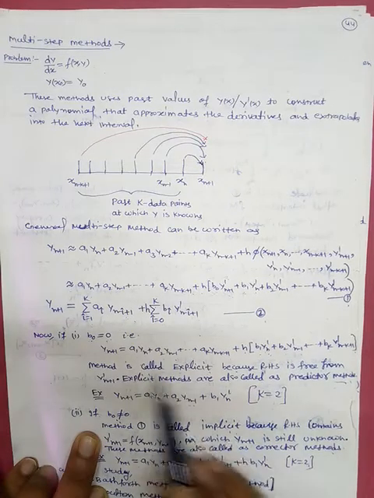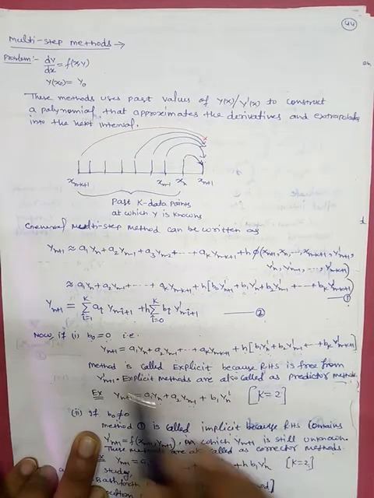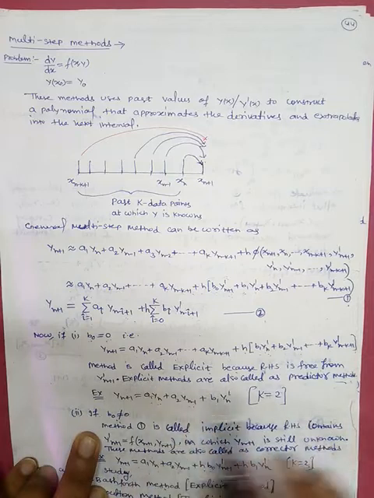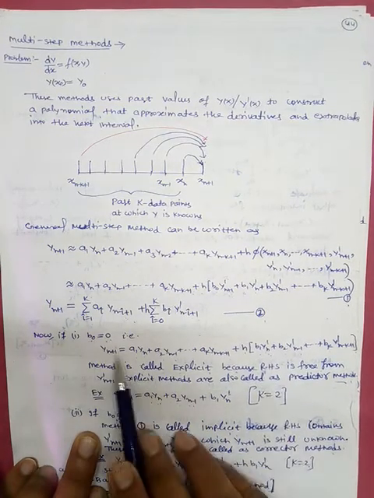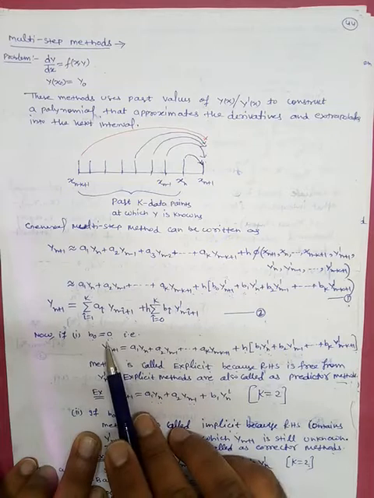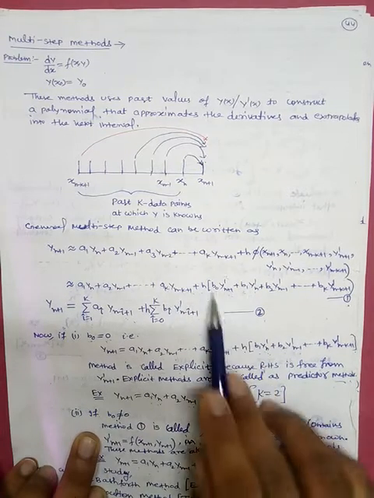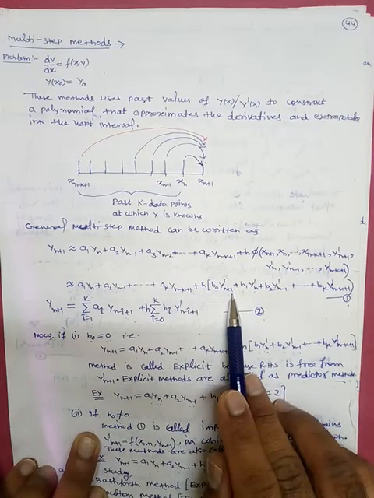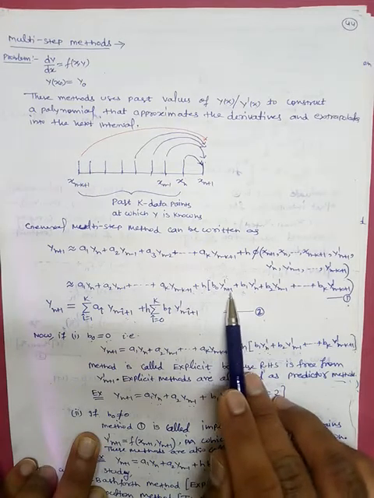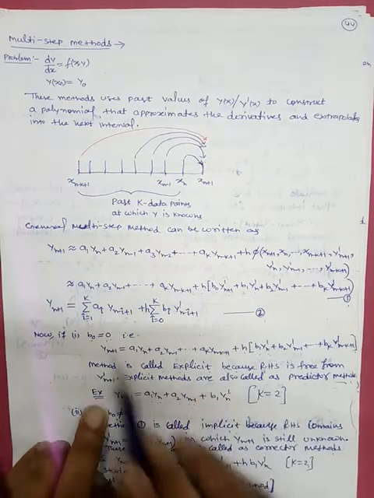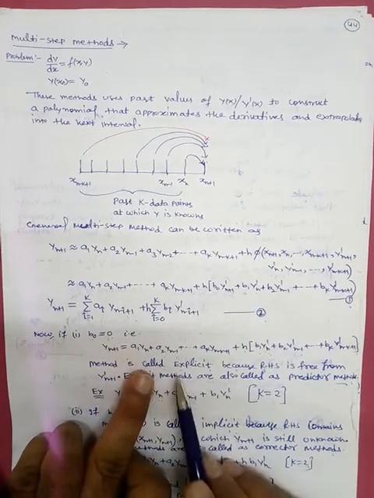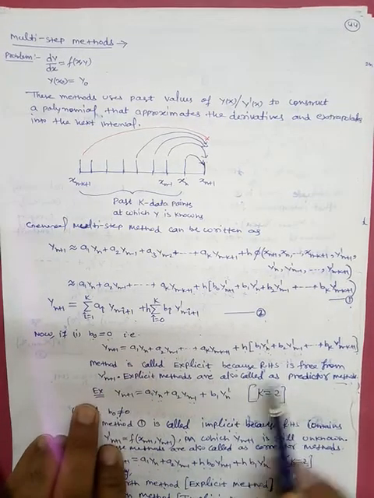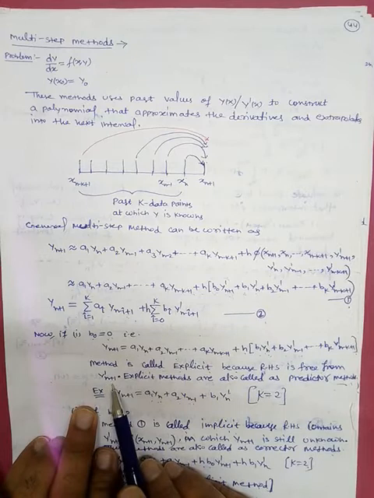Because why is this explicit? Because in the right hand side you can see that there is no term of y n plus 1 or its derivative. Only y n plus 1 is in the left hand side. However, here you can see that we have the derivative in the right hand side at point n plus 1. Okay, so in explicit form there is no n plus 1 in the right hand side. That's why this is explicit, because this is free from y dash n plus 1.